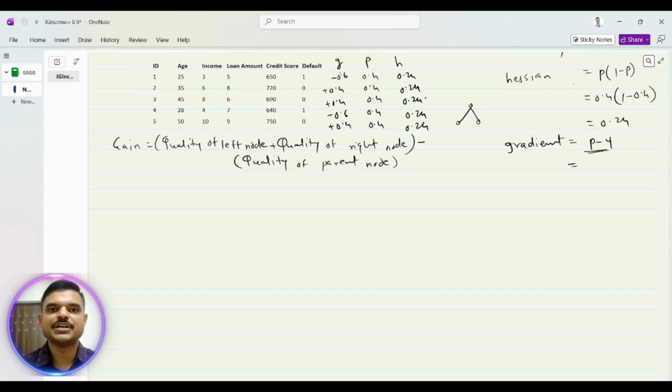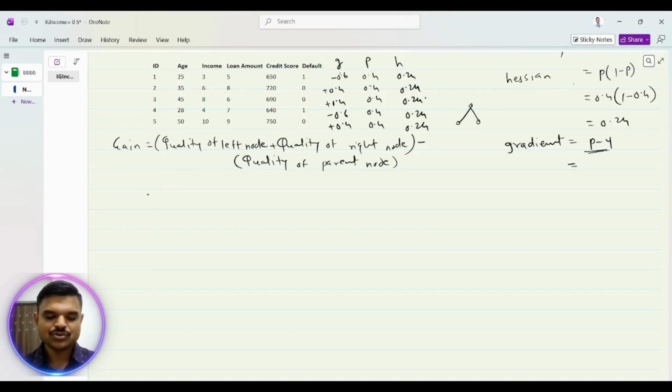So first of all, we will check with credit score. Our LightGBM checks all the features and decides that if the gain value is more for a particular feature, then it chooses that feature to split the tree. So what is the formula for this gain? The formula is this. Now what is the formula for quality of left node and quality of right node? Quality means the weight.